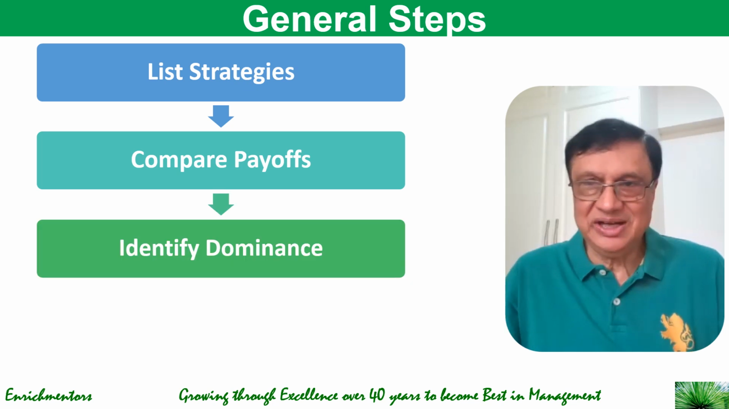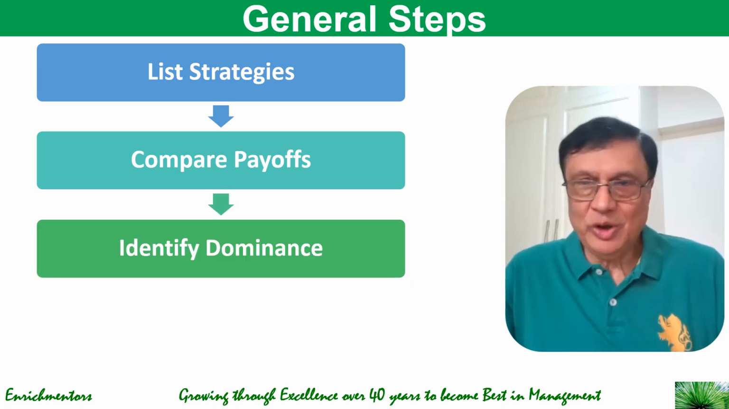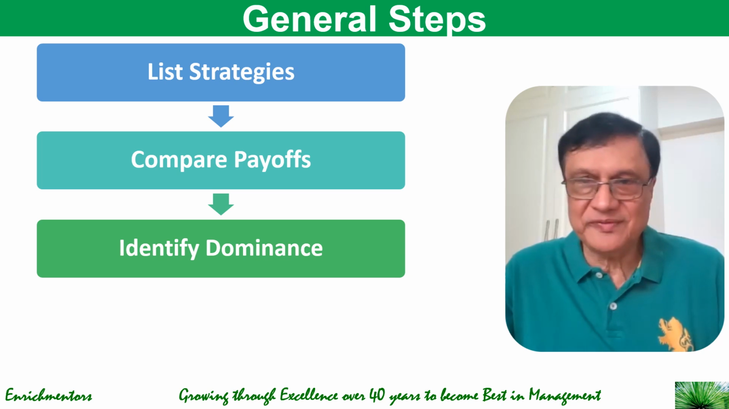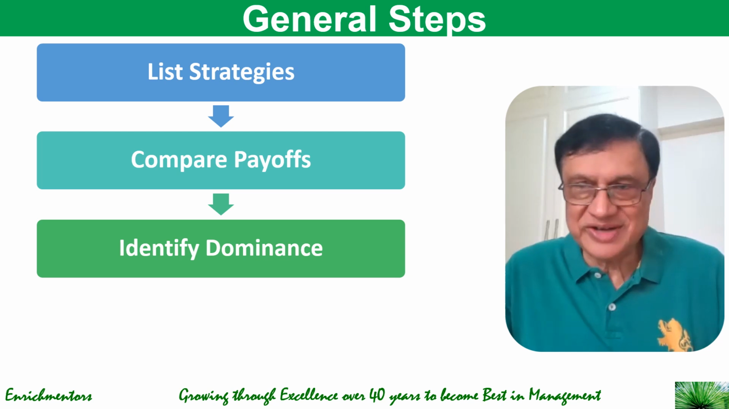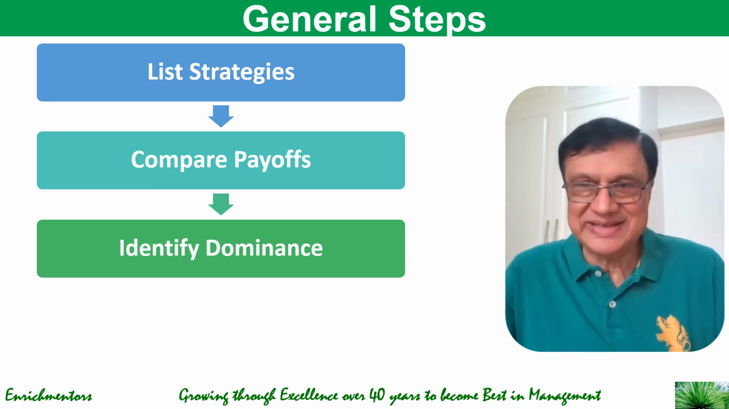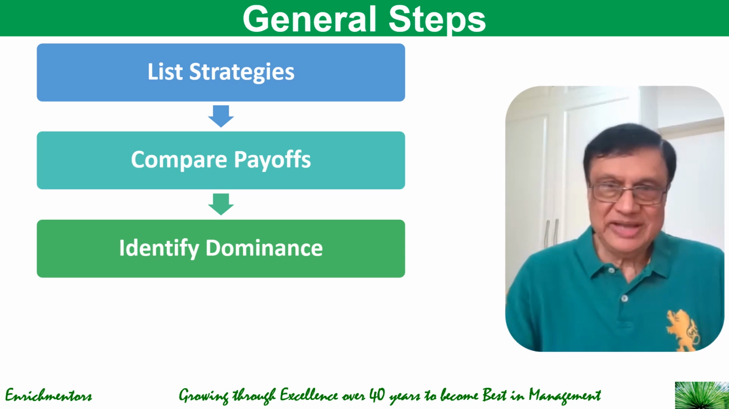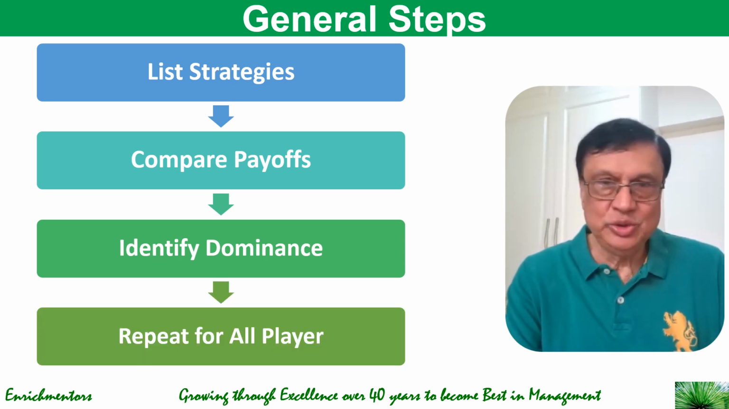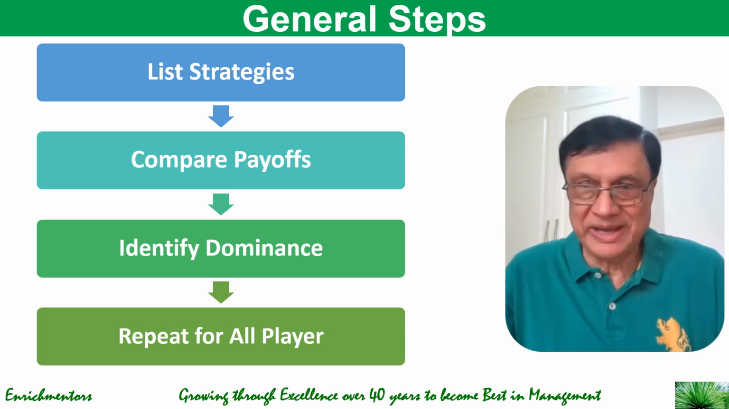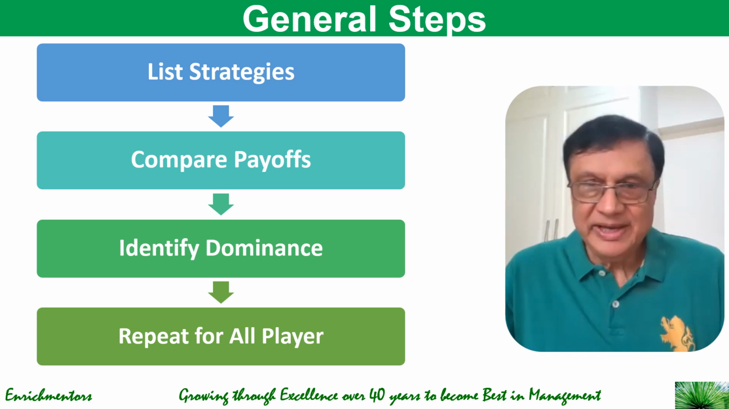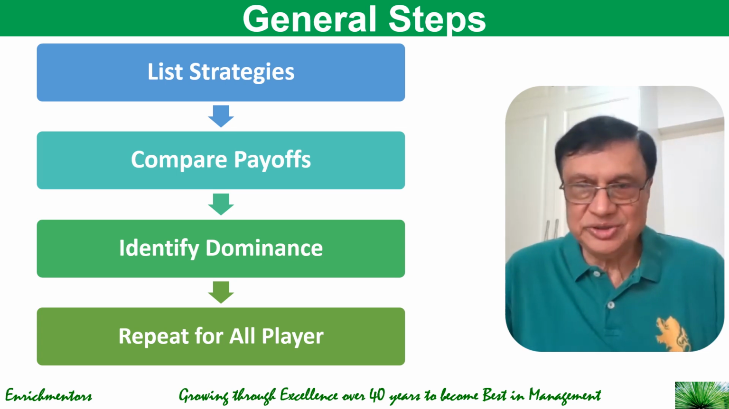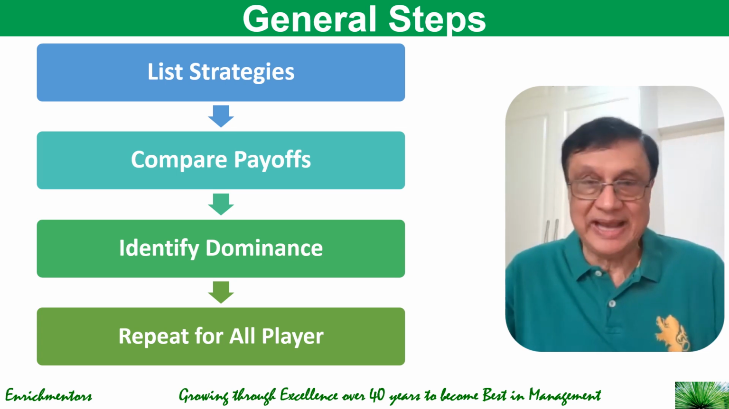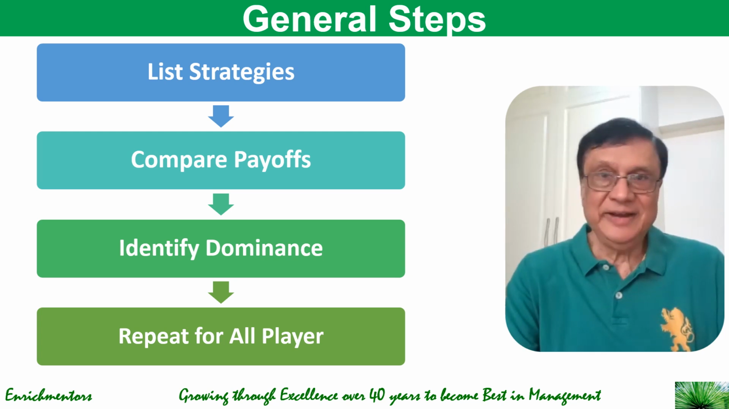A strategy is strictly dominant if it always provides a higher payoff than any other strategy. There is also a weakly dominant strategy, if it provides a payoff at least as high as other strategies and sometimes higher. So that's how you identify dominance, and then you repeat for all players. Perform the comparison for each player in the game, and by systematically comparing their payoffs for each strategy combination, you can determine if any player has a dominant strategy.